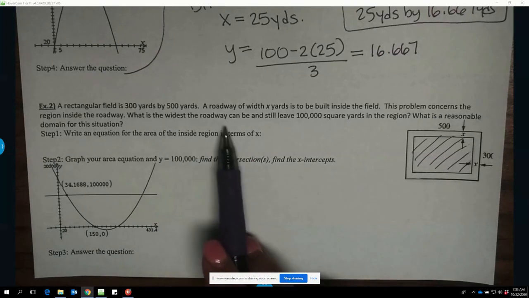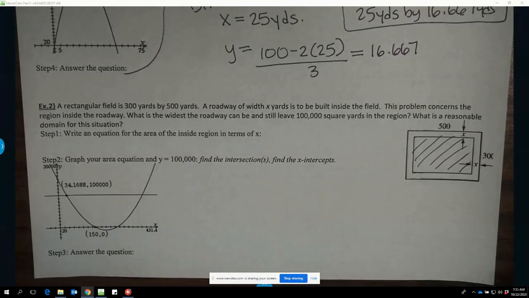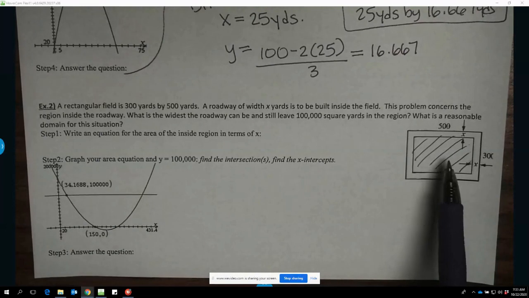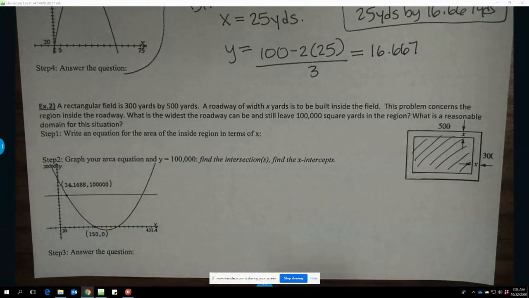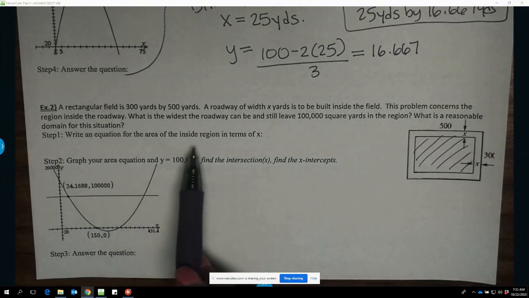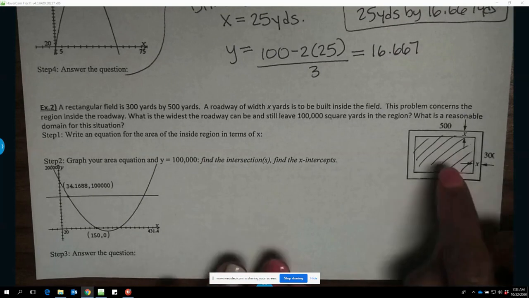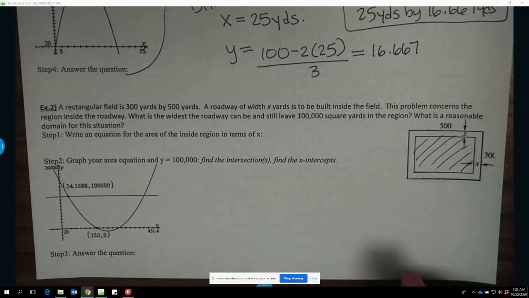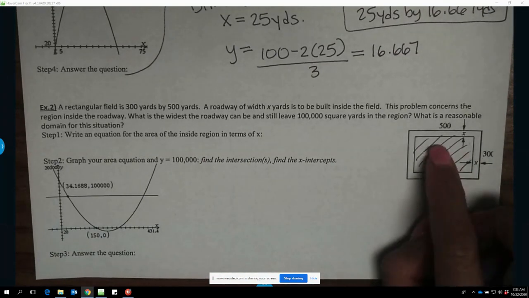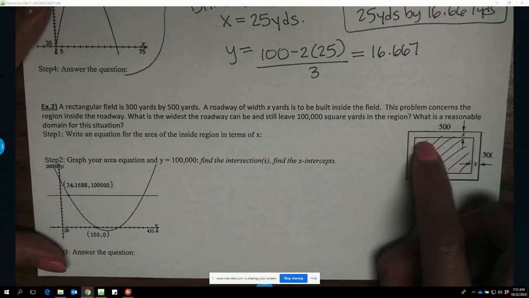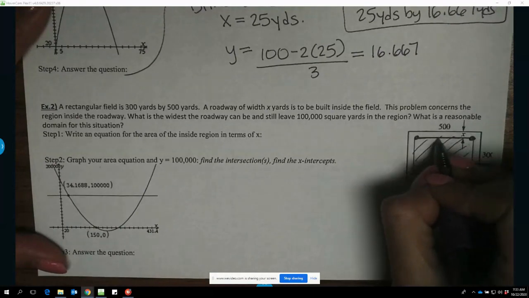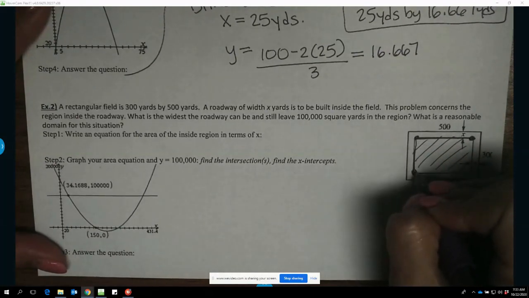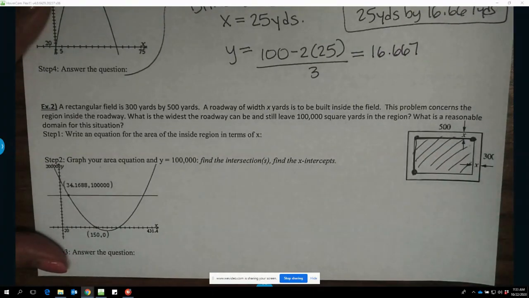What is the widest the roadway can be and still leave 100,000 square yards in the region inside? And then what is the reasonable domain for the situation? So step 1, write an equation of the area of the inside region in terms of X. So we need to figure out what would be the area of this rectangle, the inside rectangle. So we first need to take the dimensions. So we need the length and the width of our little inside rectangle.